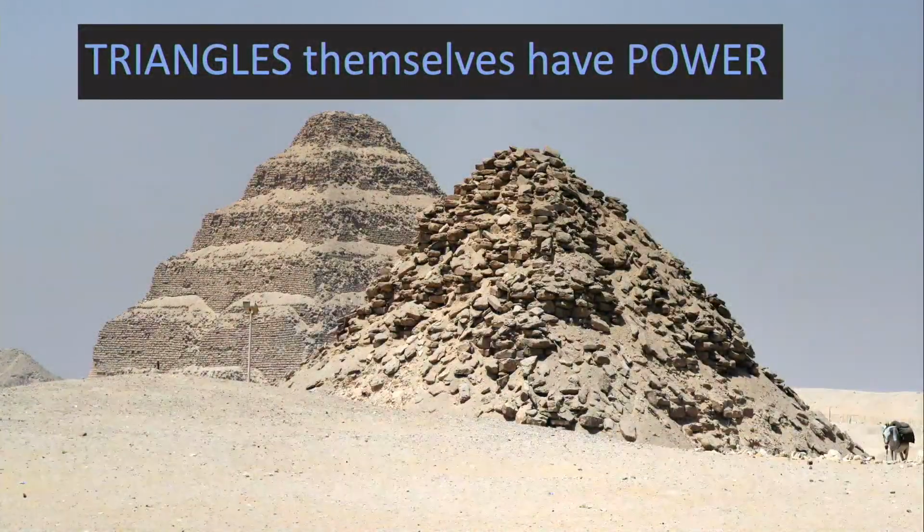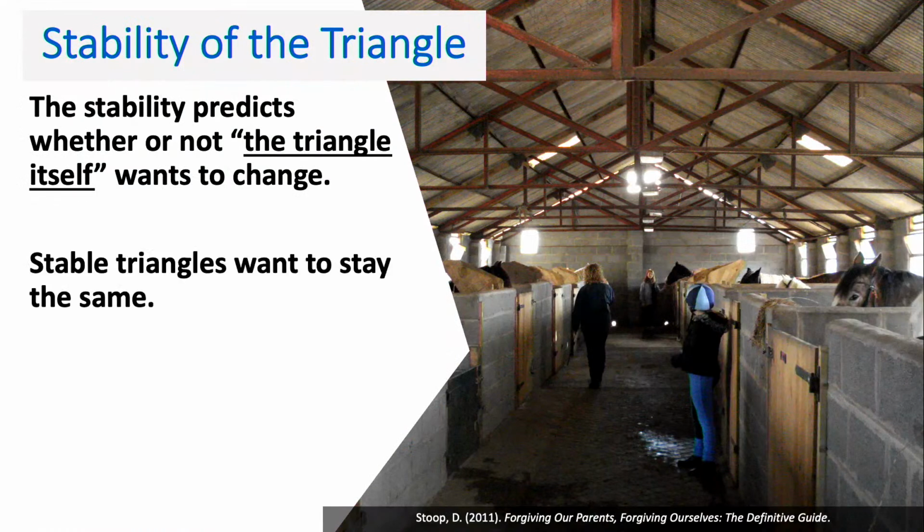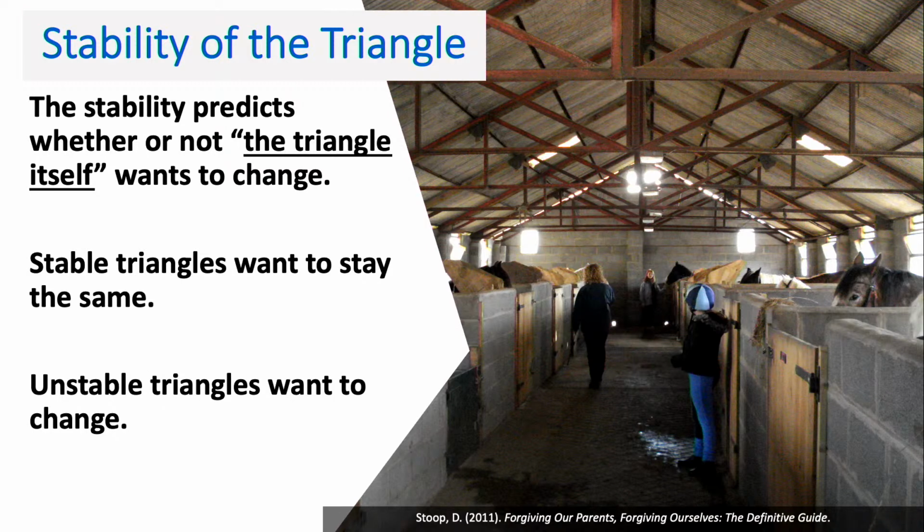Change is not necessarily good or bad. It depends on what's happening. And staying the same is not necessarily good or bad. It depends on the situation. So triangles themselves have power. I want you to step away from this idea of three-person emotional configuration, which triangles are. I just spent the last hour and a half talking about that. But I want you to consider the triangles themselves as having specific characteristics, separate from the people in them. The triangle itself has power. And the stability of the triangle predicts whether or not the triangle itself is wanting to change. So stable triangles want to stay the same, and unstable triangles want to change.